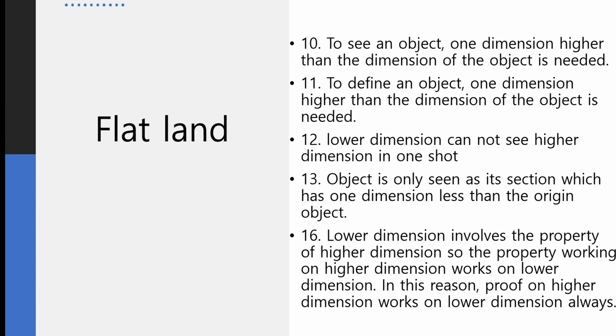And Flatland says that to see an object, 1 dimension higher than the dimension of the object is needed. To define an object, 1 dimension higher than the dimension of the object is needed. Lower dimension cannot see higher dimension in one shot. An object is only seen as each section which has 1 dimension less than the original object. The lower dimension involves the property of higher dimension, so the property working on higher dimension works on lower dimension. In this region, proof on higher dimension works on lower dimension always.